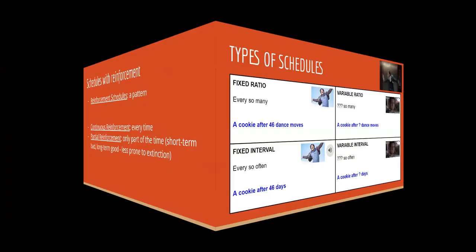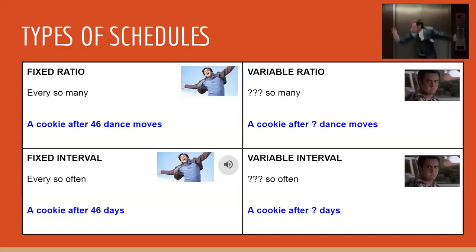So let's talk about the types of schedules. There's fixed ratio, variable ratio, fixed interval, variable interval. So it's all combinations of these four words. Let's talk about what fixed is. Fixed means something's going to happen every time. It's predictable. Variable is like, I don't know, it might not happen. Ratio is a certain amount in this case, and an interval is a certain amount of time. So ratio is a number, interval is a time frame.